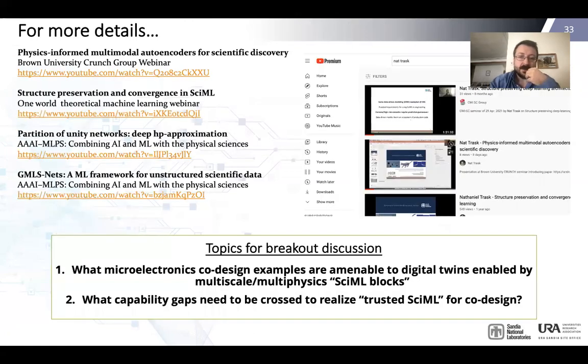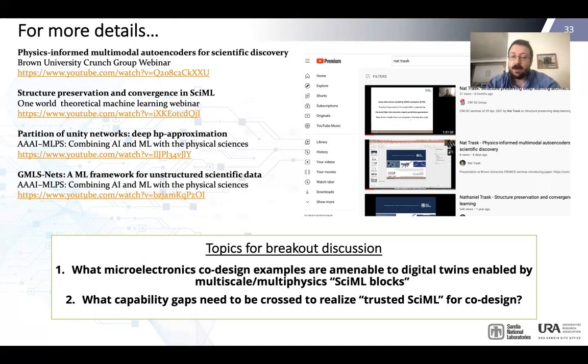So we'll end on this note. I'd like to close with a couple topics for the breakout discussion. The first is, in your world, what kind of microelectronics co-design problems, or maybe not even microelectronics, right? What co-design systems are you familiar with that you think this sort of digital twins perspective is feasible, and where you can see how you could break it down into the scientific machine learning blocks?